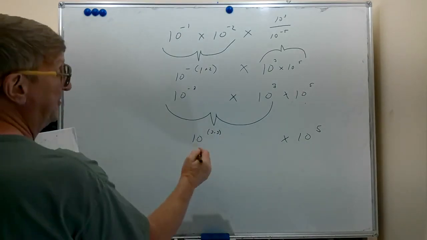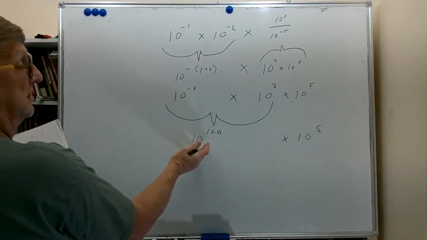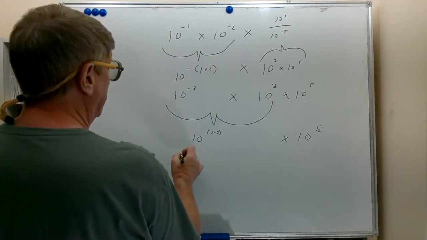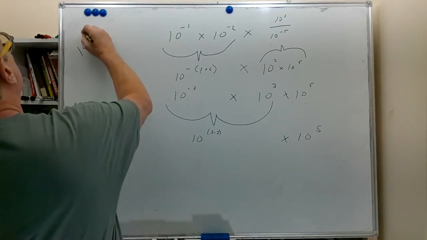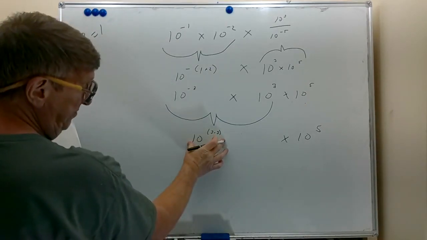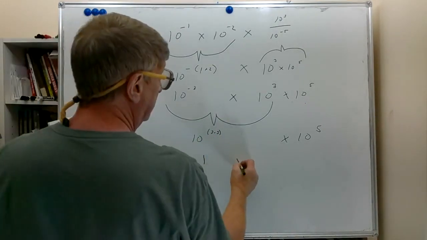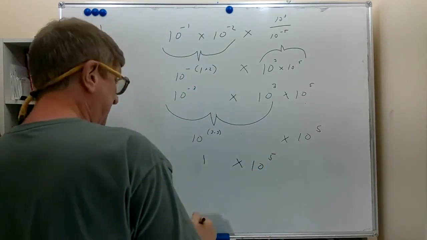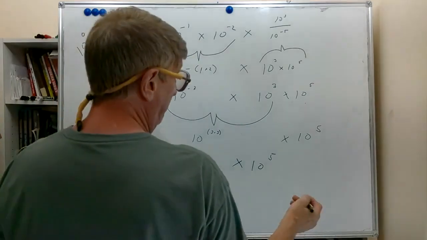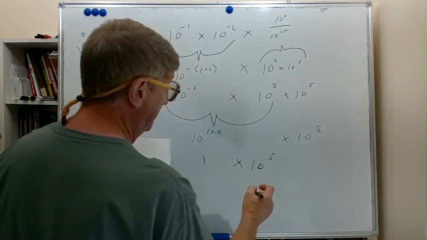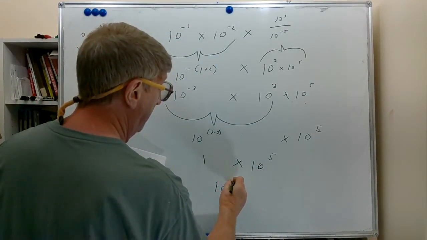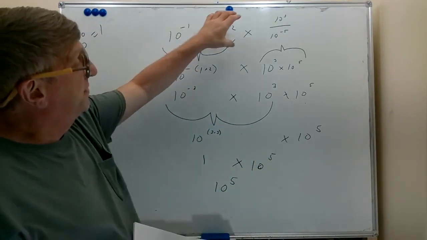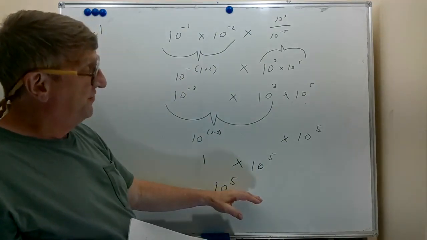We'll do this calculation here. 3 minus 3 is 10 to the 0, which is equal to 1, right? Remember, 10 to the 0 equals 1. So we're just going to call this 1 times 10 to the fifth. So there's our answer, 10 to the fifth. 1 times 10 to the fifth is 10 to the fifth. So this expression up here was equal to 10 to the fifth.